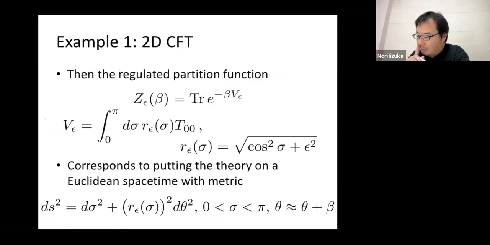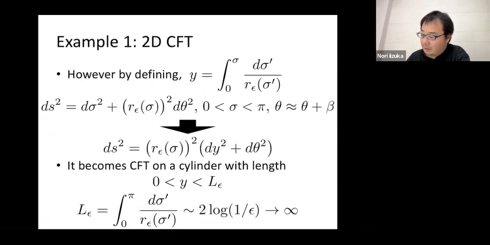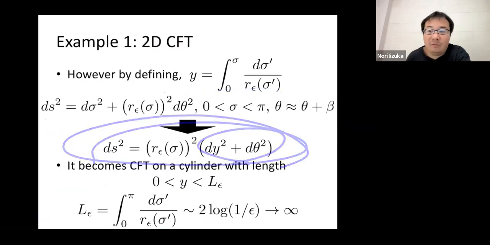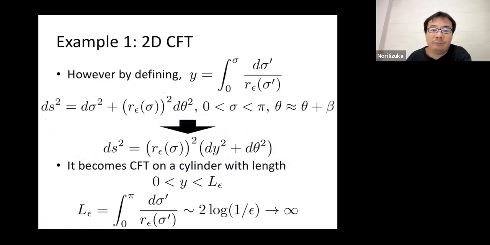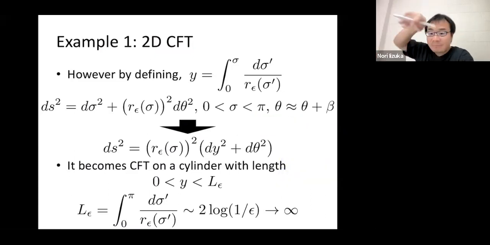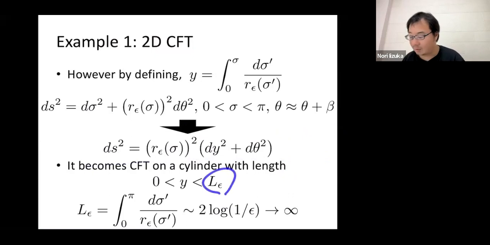But this is a very simple example. We can change the coordinate sigma to y, some coordinate. We can make it locally flat, essentially, because this is 2-dimensional. Originally we have this kind of configuration, but by changing the coordinate, we can make it like this. But this length becomes very long. So that's the geometry, a long geometry where the length goes to almost infinity as epsilon goes to 0.